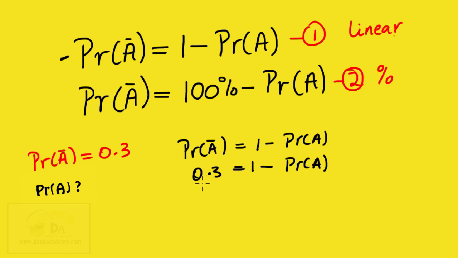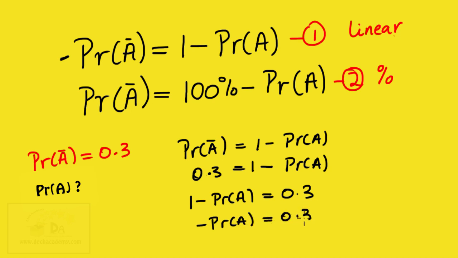So what I'm going to do now is swap the left hand side and right hand side of this equation, and doing that gives 1 minus P(A) equals 0.3. Then I'm going to subtract 1 from both sides, and that gives minus P(A) equals minus 0.7. I'm finally going to multiply this equation through by minus 1, which gives the probability of A is equal to 0.7.